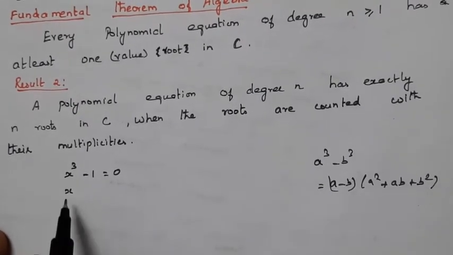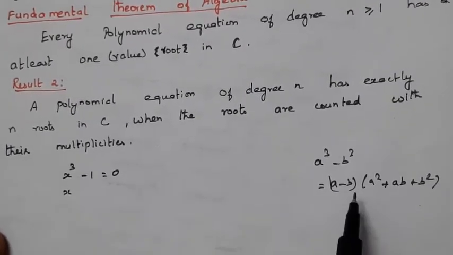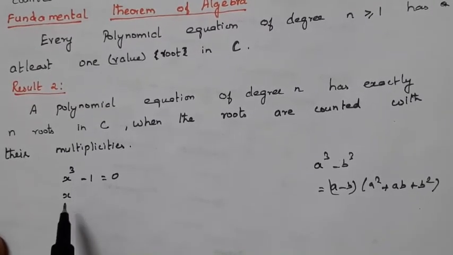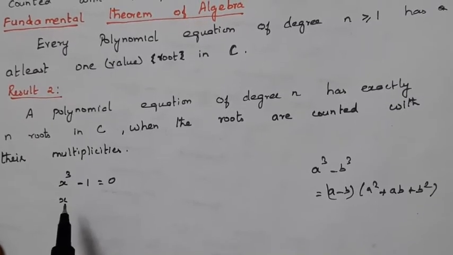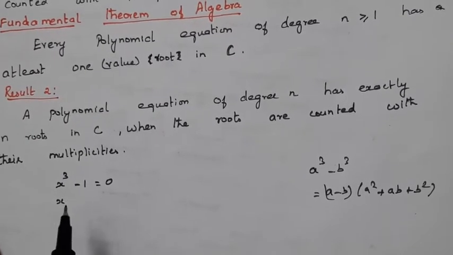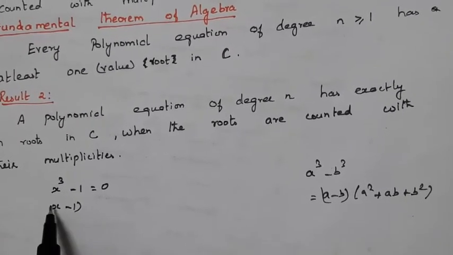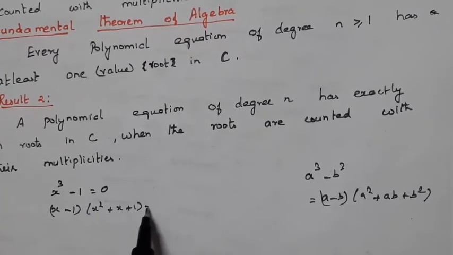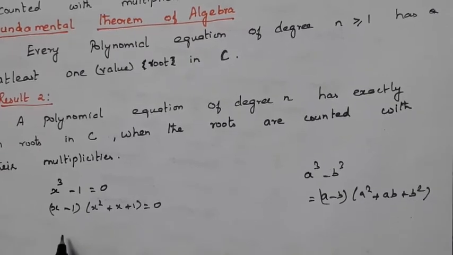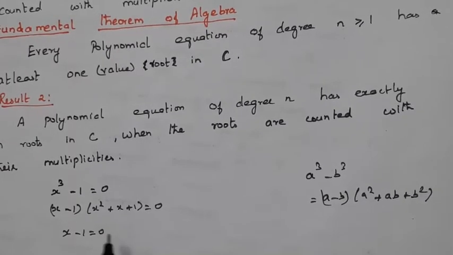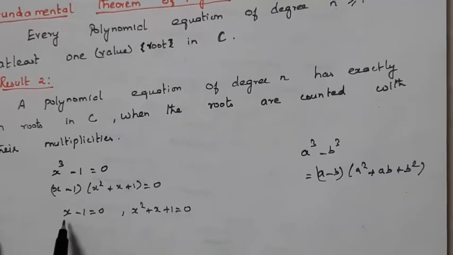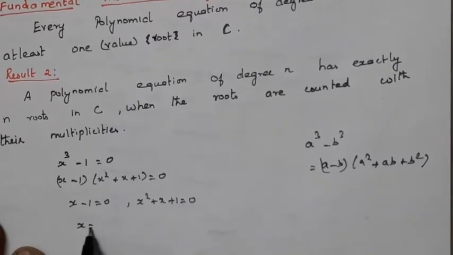Let us apply that and factorize this by using the formula. Always, in order to find the solution of an equation, you have to factorize it and equate each factor to zero to get the value of x. So it would be x minus 1 into x squared plus x plus 1 is equal to 0. Equating each factor, we have x minus 1 is equal to 0 or x squared plus x plus 1 is equal to 0. From the first we get the value of x as 1.